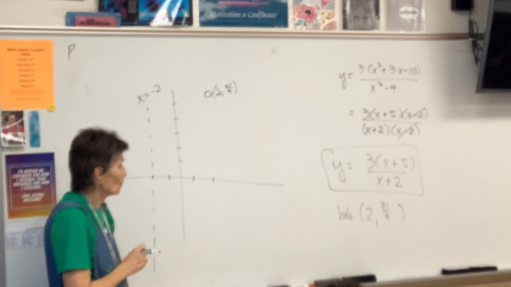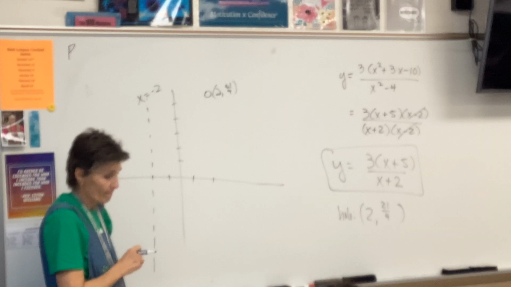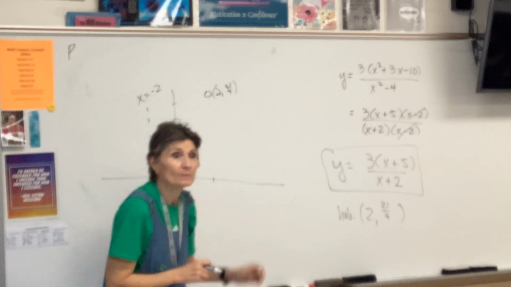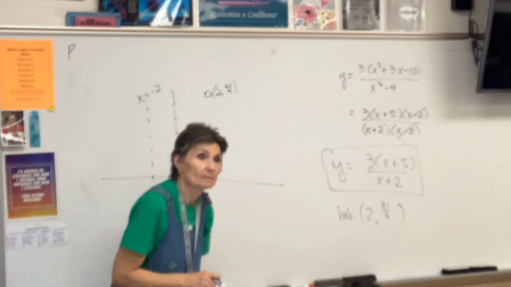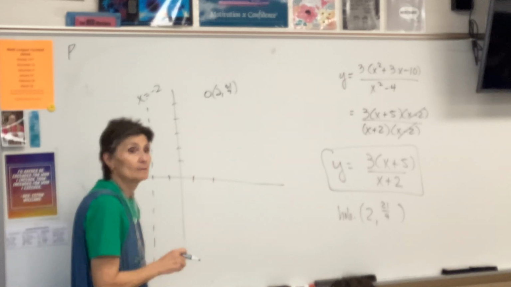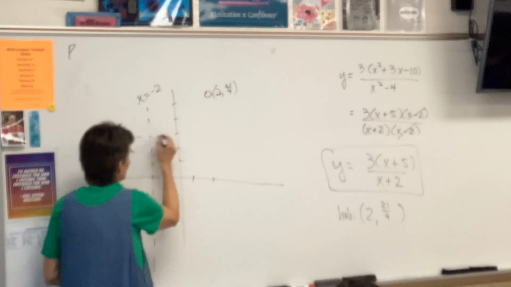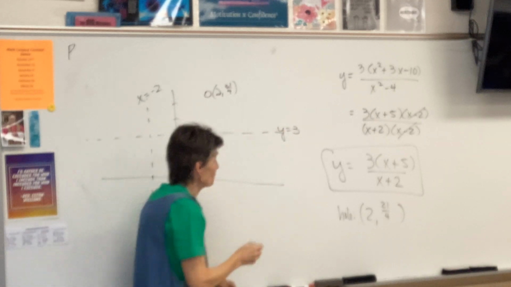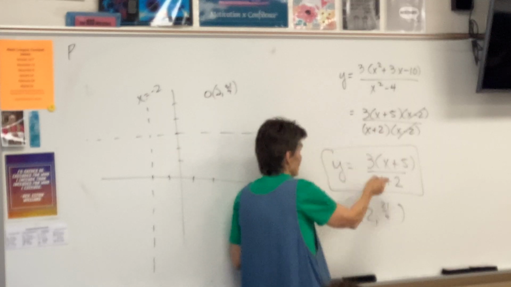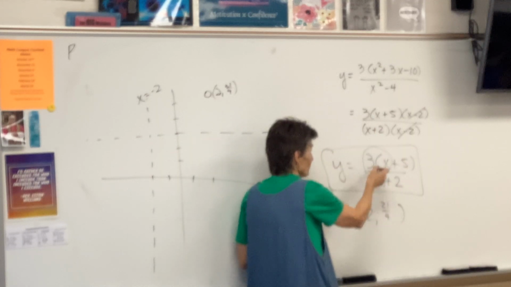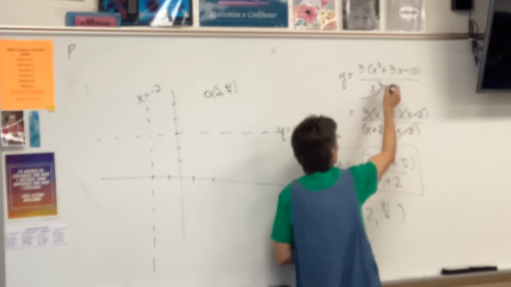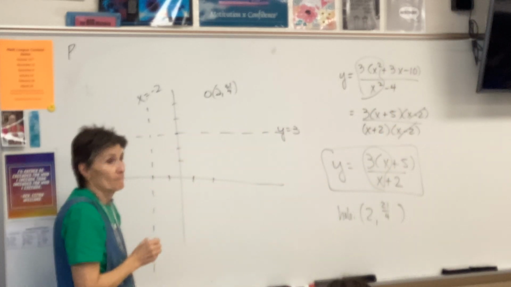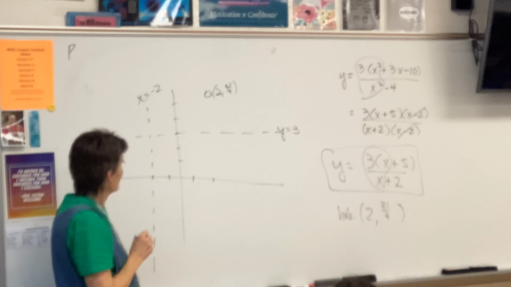Okay. What else? Horizontal asymptote at y equals 3. Yep. Why is that? Does everybody realize why that is? Because we have 3x over x, or 3x squared over x squared. Okay, what else?